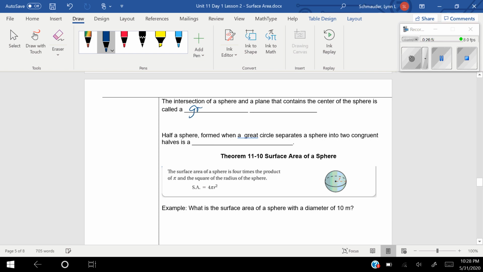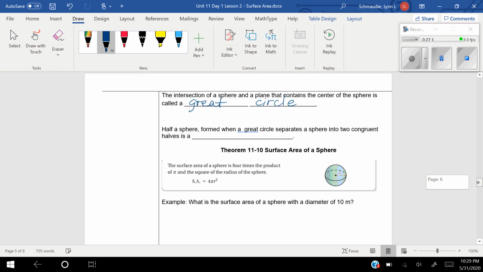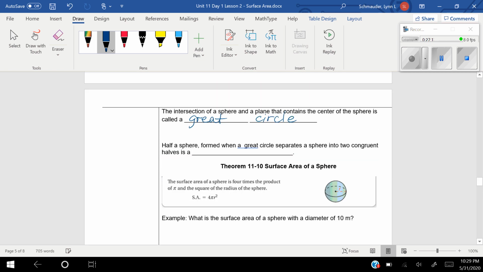The intersection of a sphere and a plane that contains the center of the sphere is called a great circle. So you remember a little while ago we talked about cross sections. If you take a cross section of the sphere that contains the center of it, you're going to have a circle, and that's going to be called a great circle. Not a good circle, but a great circle, by golly. All right, and then if we got half a sphere, then we know that's a hemisphere. Do you know what hemisphere you live in? I hope so. It separates the sphere into two congruent halves.